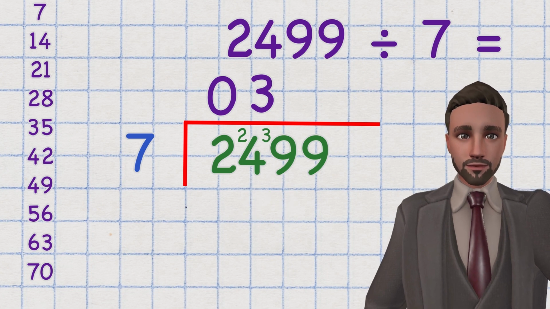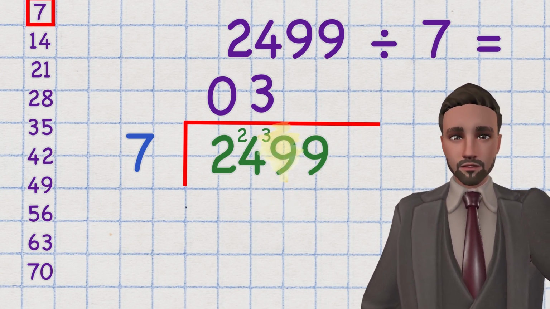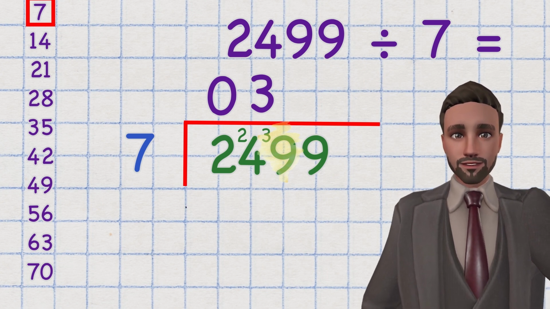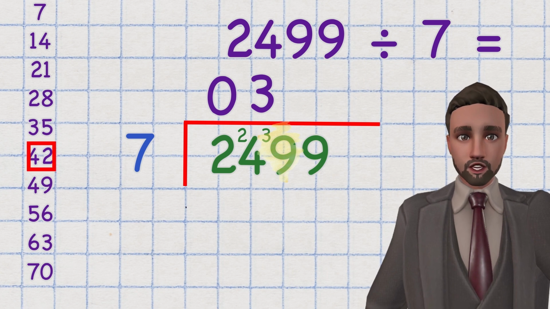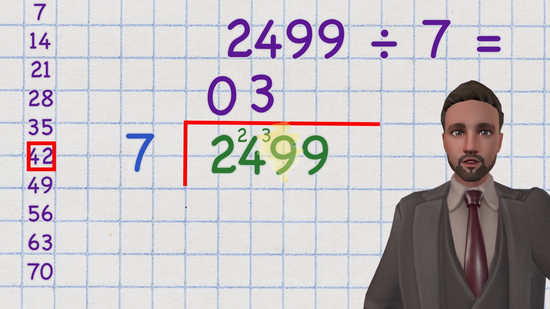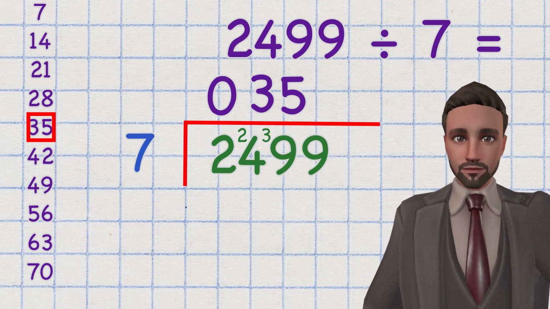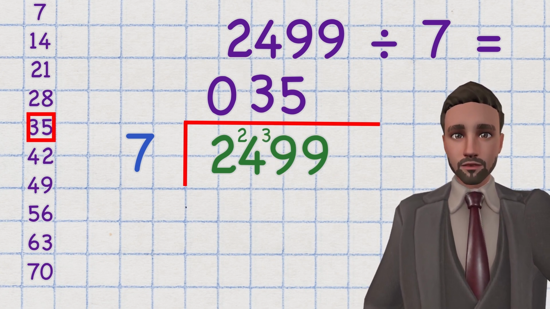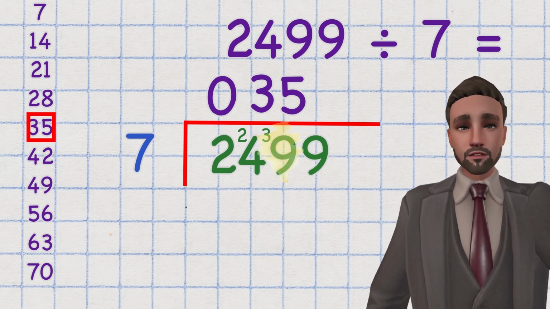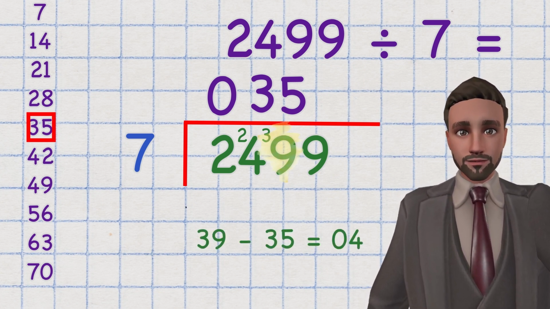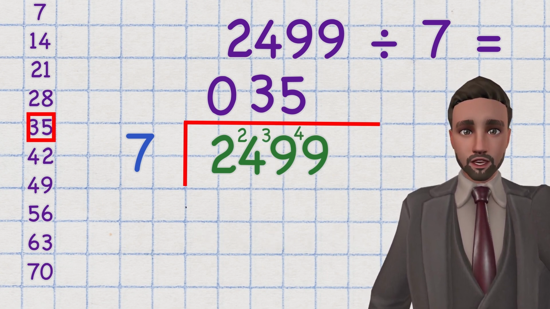And I do the same. How close can I get to 39 without going past it? I know 5 times 7 is 35. 6 times 7 is 42, and that's past it. So I use the 5 for the 5 groups of 7 and put that above my answer line to make 35. But I had 39, and I need to subtract that 35 from 39, like this. Now I've got 4 left, and I carry them along.